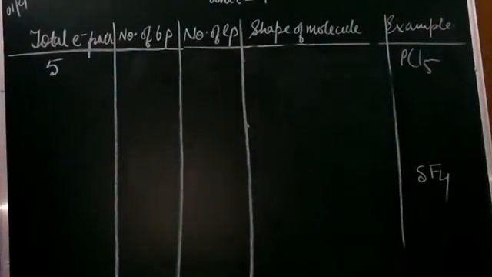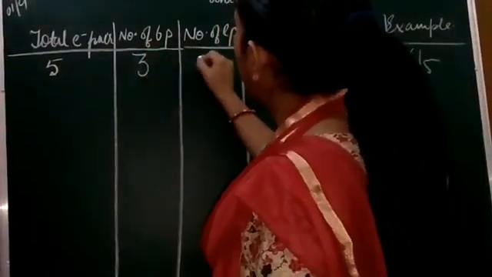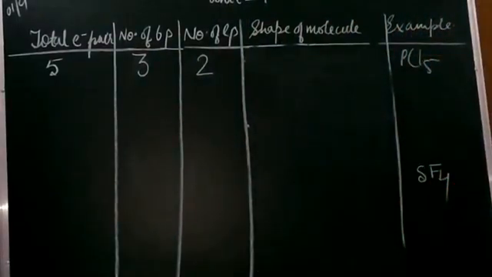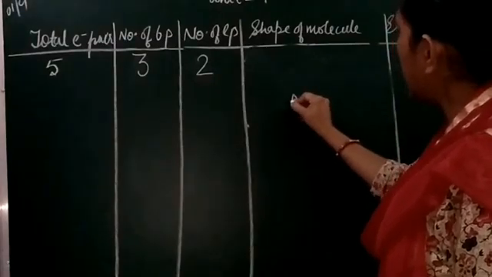So it is the AB type. Now here, if we have 3 bond pair and 2 lone pair, right? If we have 3 bond pair and 2 lone pair, at that time, students, what is going to be the shape of the molecule? So here, this is A here.